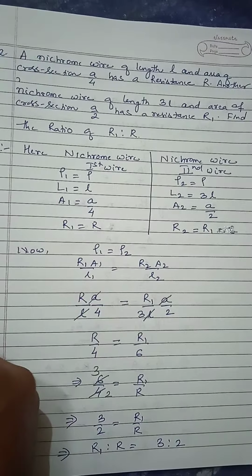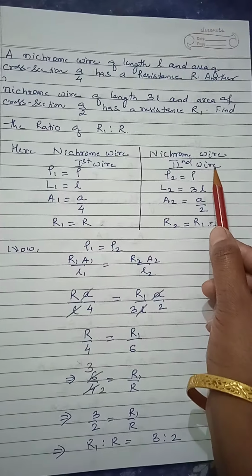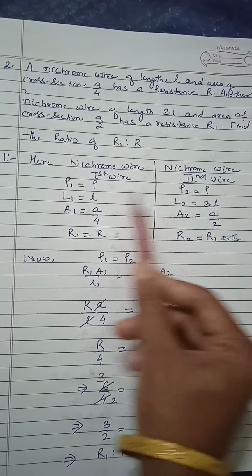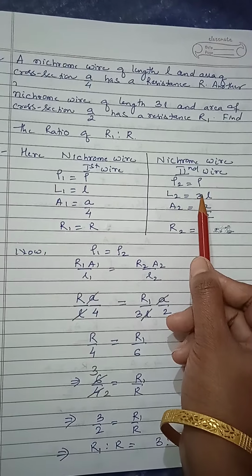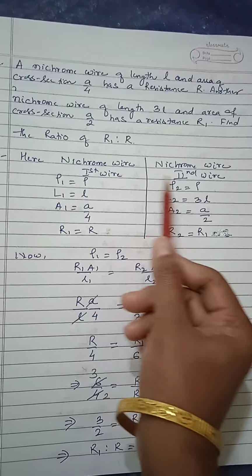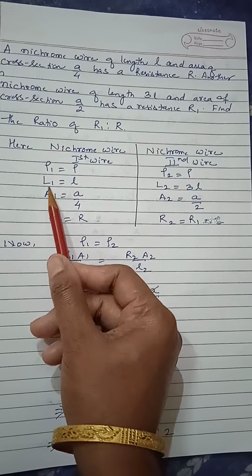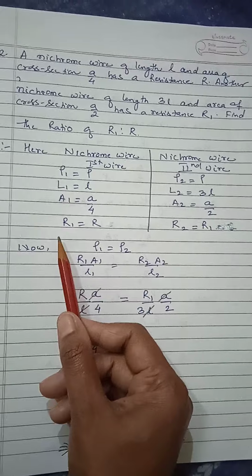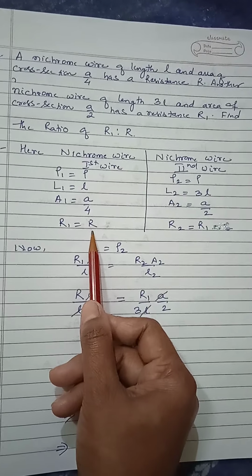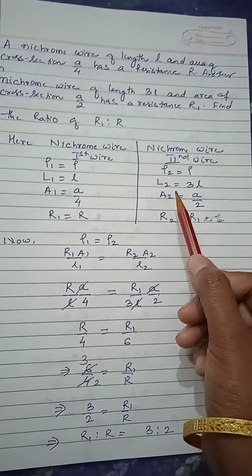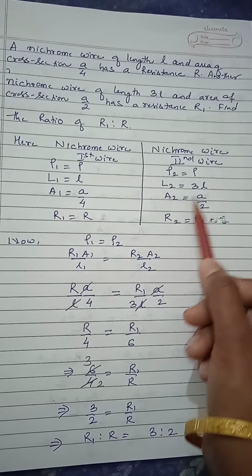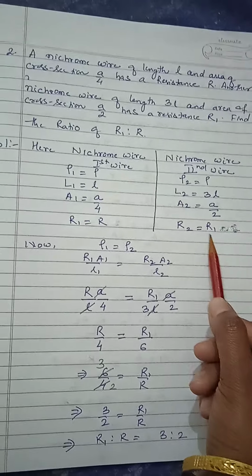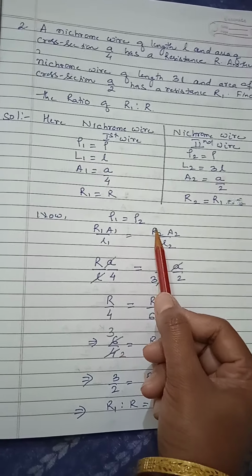So in the same way as question number 1, write the nichrome wire, first wire, second wire. Take rho 1 and rho 2, both are the same as rho because they are made of the same material, that is nichrome wire. Now L1 is L, A1 according to the question is A by 4 and R1 equal to R. Now according to the question L2 is given as thrice L, A2 is given as A by 2 and R2 is given as R1. Again use rho 1 equal to rho 2.